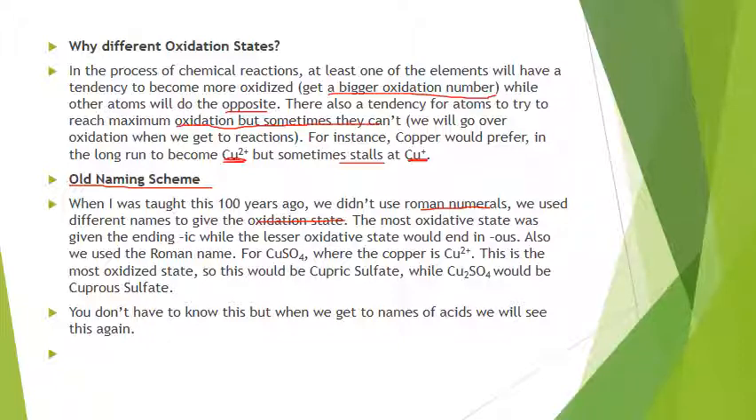The most oxidative state, like the Cu2 plus, would end in ic. And the less oxidative state would end in us. So instead of using copper 2, we would use ic, and for copper 1, we would use us. So with CuSO4, which is the most oxidative state, we would call that cupric sulfate. And the less oxidative state, Cu plus, would be called cuprous sulfate.